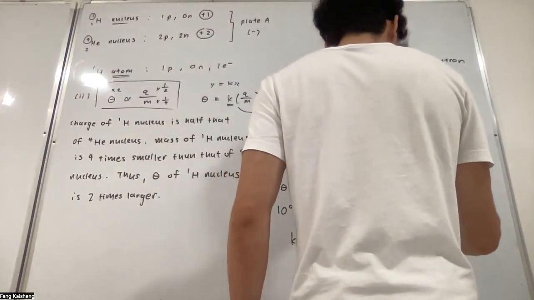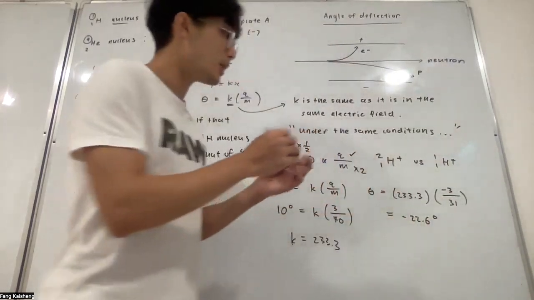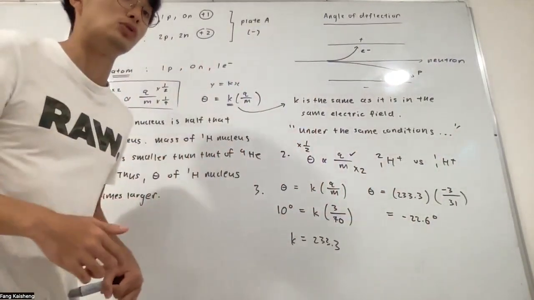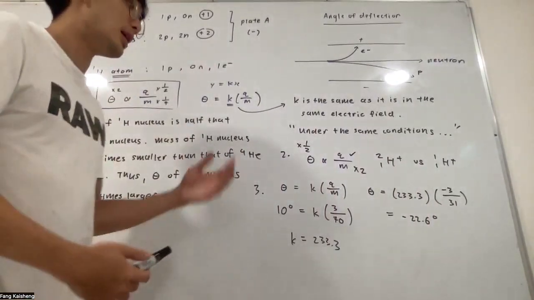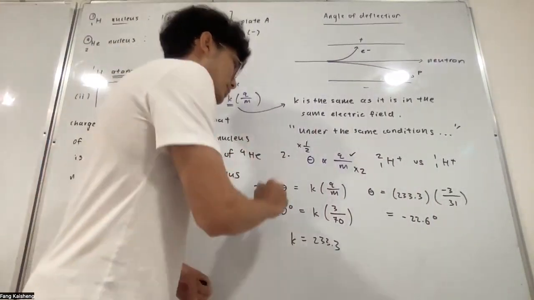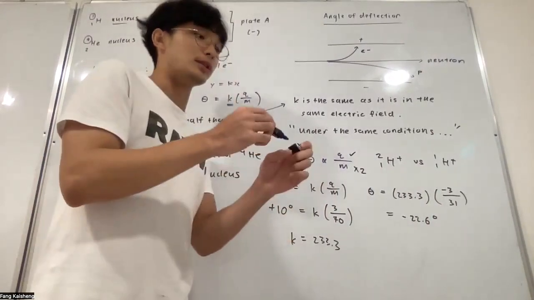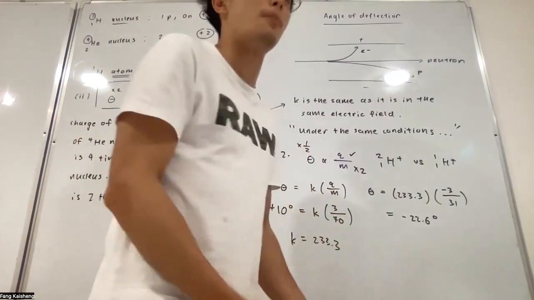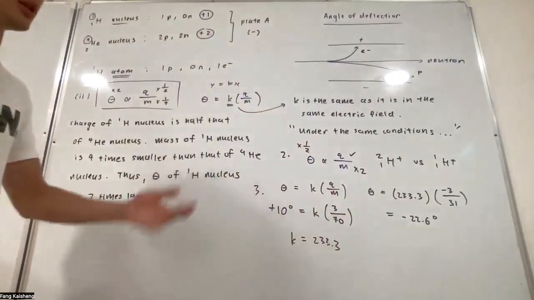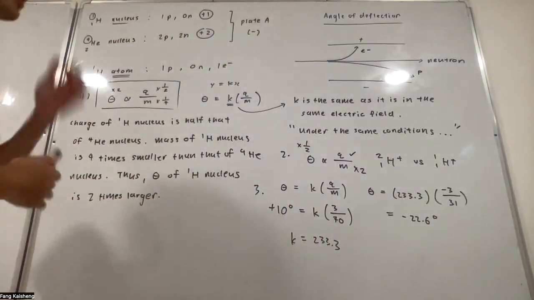Here you should get about negative 22.6 degrees. If you don't put the negative sign, it's fine also. But if you do put the negative sign, it makes sense because 10 degrees you assume is positive, and negative 22.6 is in the opposite direction. Why opposite? It's because they both have opposite charges. So you want to put the negative there. Go ahead.